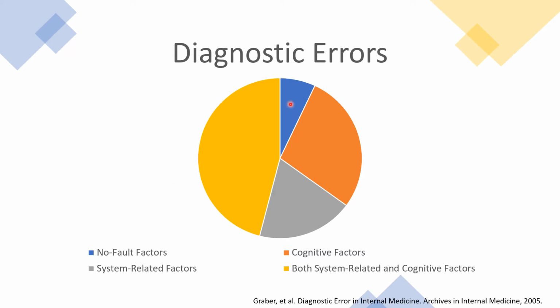The least prevalent type of factor is something called a no-fault factor, which includes when a patient gives misleading or erroneous information to a clinician. This is then followed by system-related factors, which may include technical failures, equipment problems, or organizational flaws. The second most prevalent type of diagnostic error is based on cognitive factors, which include faulty knowledge, faulty data gathering, and faulty synthesis. And then a combination of both system-related and cognitive factors are the most prevalent factors that lead to diagnostic error.